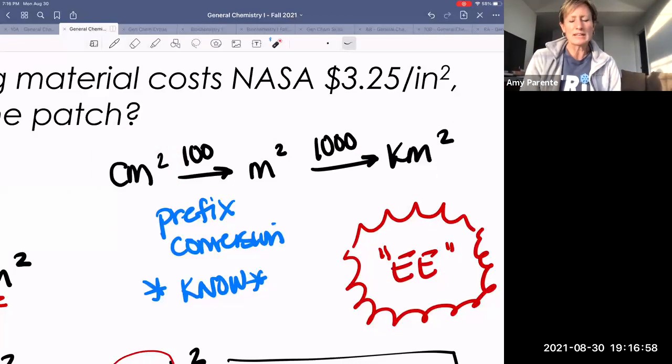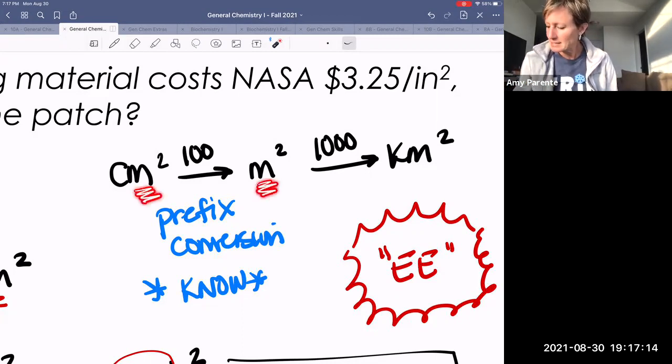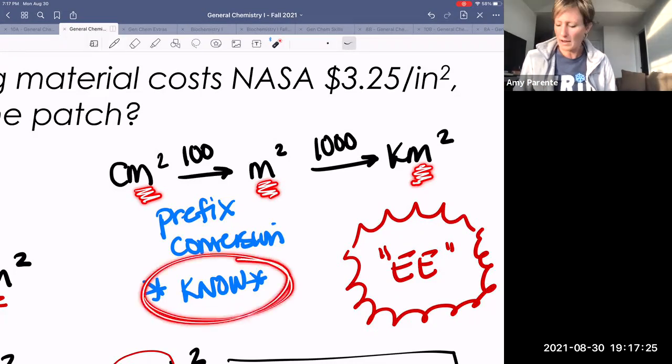Now what I need to do is say, all right, do I have pieces that connect together such that I can walk from centimeters to meters to kilometers? Or, ultimately centimeters squared to meters squared to kilometers squared. One of the things I'm recognizing here is I've got meters all the way through. So all I'm doing are some prefix conversions, right? And these are things that you need to know, okay?